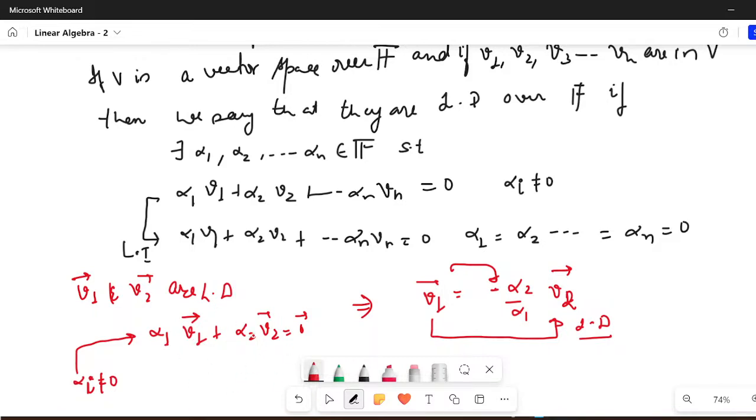Let's say this is the case and the solution that you arrive at is alpha 1 equal to 0 and alpha 2 equal to 0. For this statement to be true, both of the scalars should be equal to 0. Then you will say that v1 and v2 form a linearly independent set of vectors.